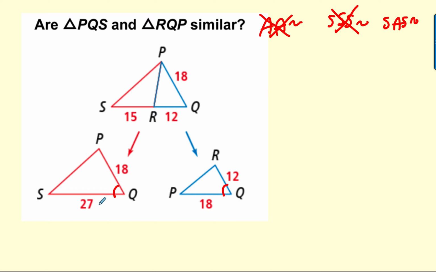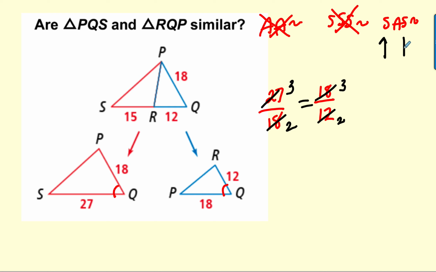So I'm going to take the longest side over here, which is 27, the one I can see, with the longest side here, 18, and compare it with a shorter side, 18, to the shorter side over here, 12. And I'm going to do a little reducing. 9 goes into here 3 times, 9 goes into here 2, 6 goes into here 3 times, 6 goes into here 2. So I have established that the two sides that form that angle have the same ratio. So I can say yes, and the reason is side-angle-side similarity.